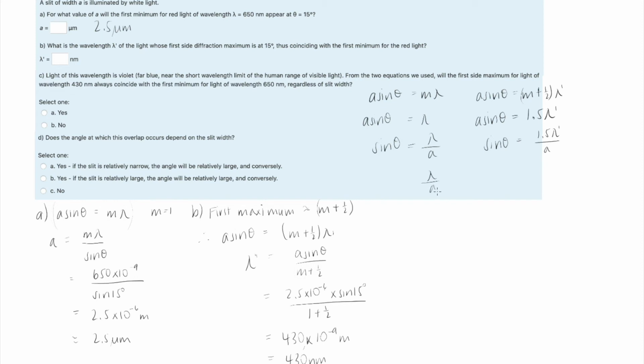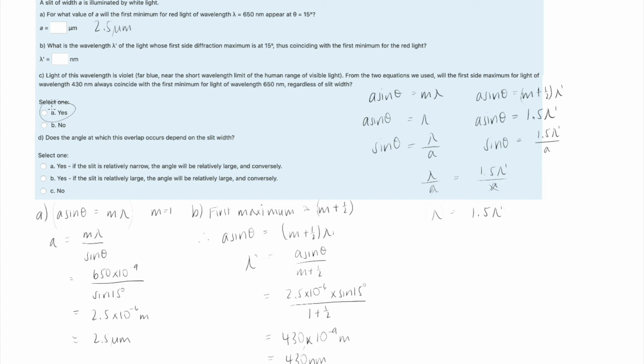Therefore, lambda on A is going to equal 1.5 lambda prime on A. Therefore, your A's cancel. So long as lambda is roughly equal to 1.5 lambda prime, not exactly, but roughly, you're going to have your first minimum for lambda always coinciding with the first maxima for lambda prime. So in this case, our answer is going to be yes.